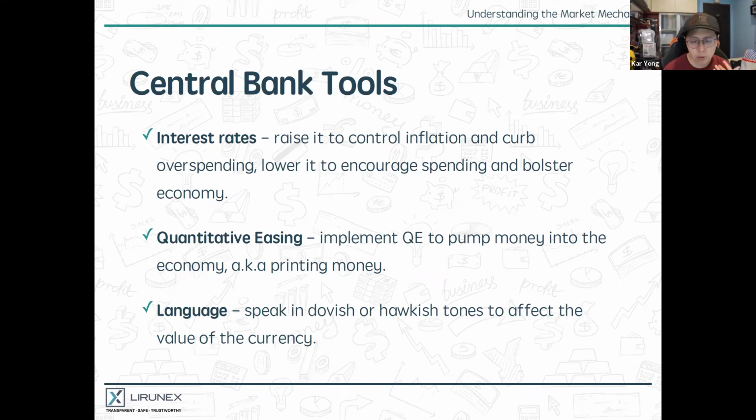Okay, so language would have what we call a first impact in the market before actual things have even happened. This is something very powerful as well, in which as a trader, you want to take note of what the central bank statements are, right? Because that's where the language comes in.